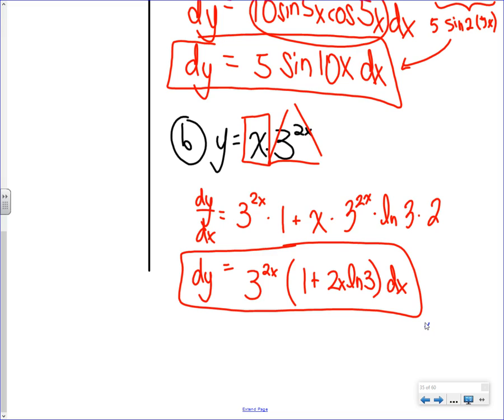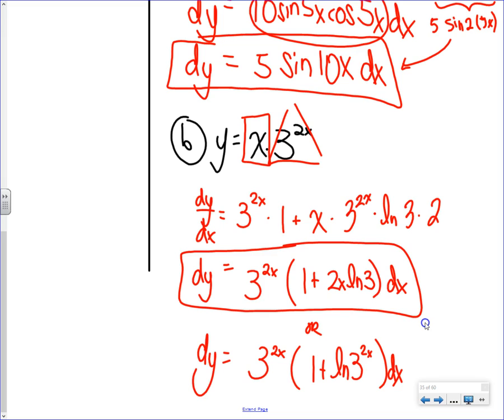I'm joking. You could have done ln of 3 to the 2x. Do you guys see that? You could do that. It's the power property from precalc. Or ln of 1 times ln of 3 to the 2x. That could also be right, because it's a product, and the 2x could become the power.